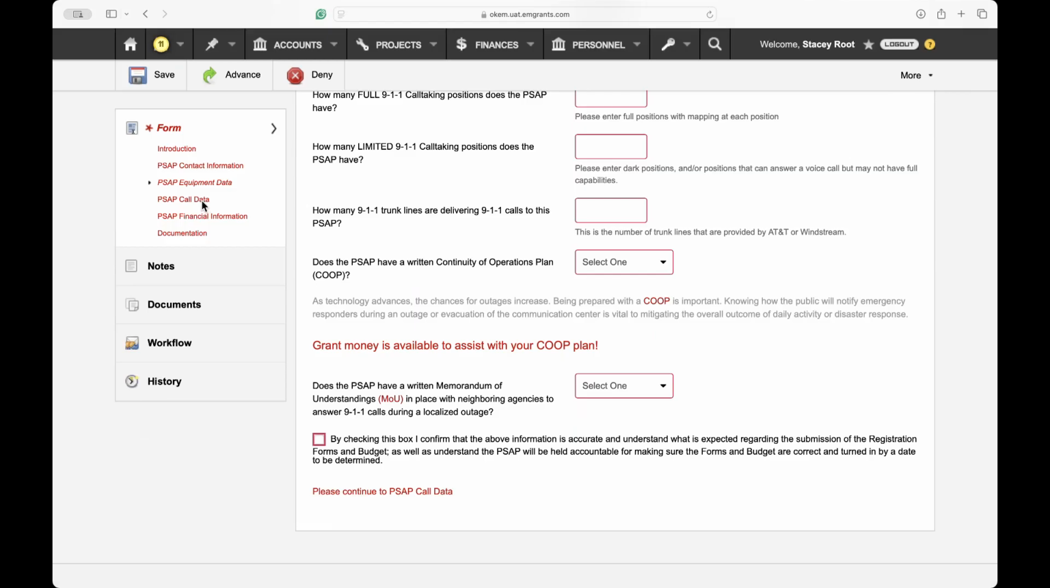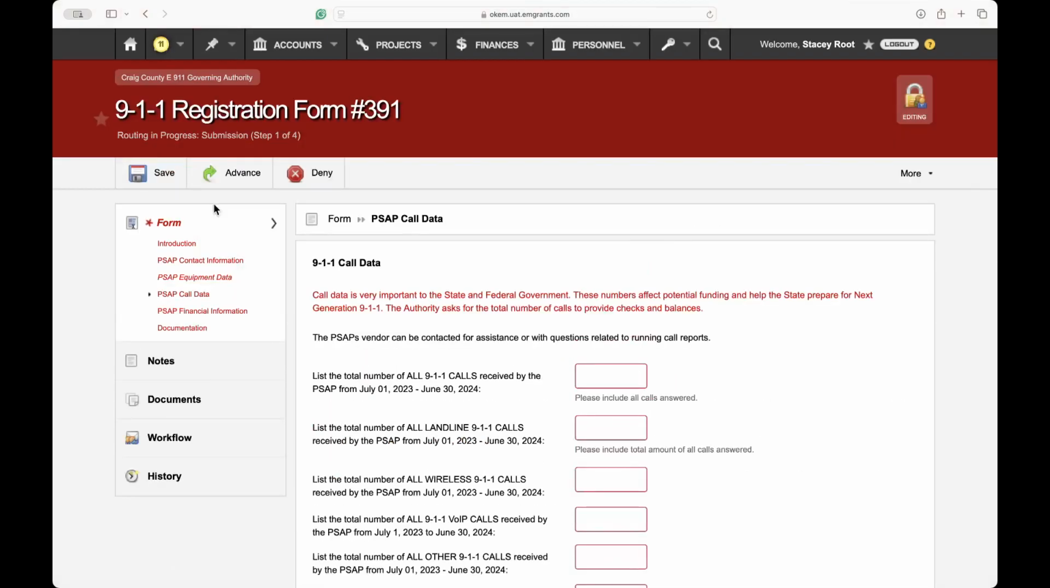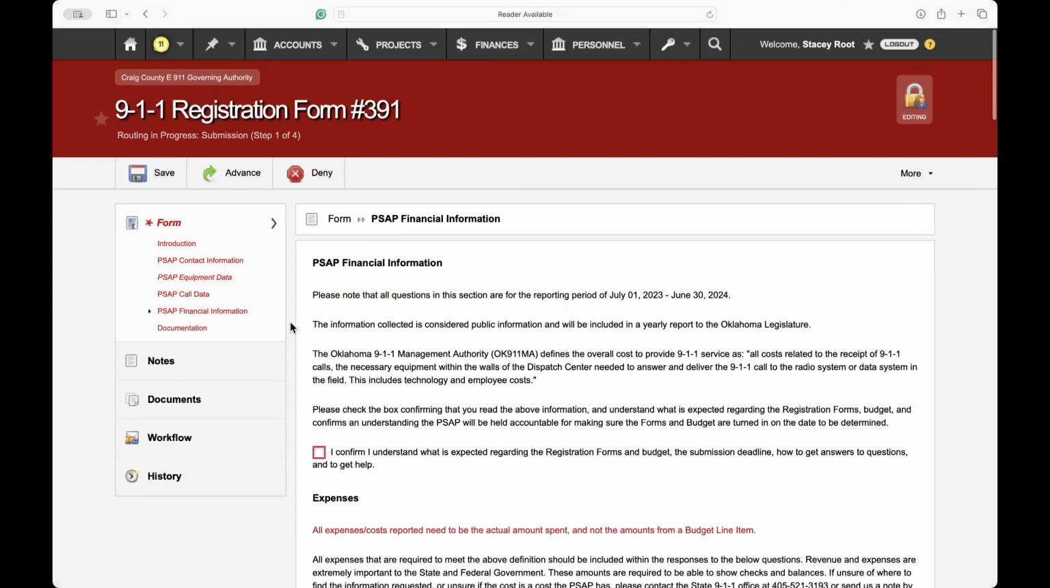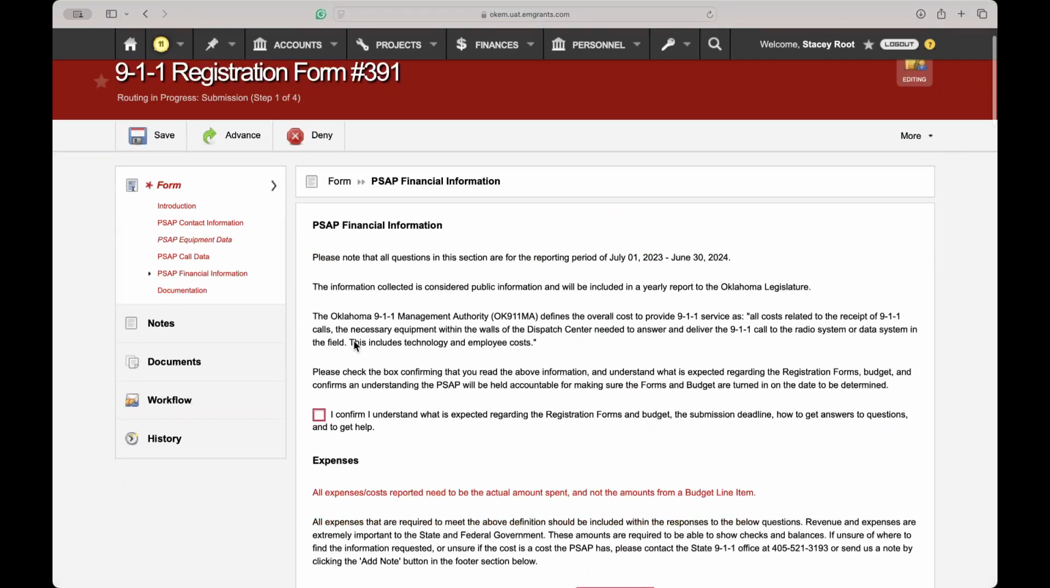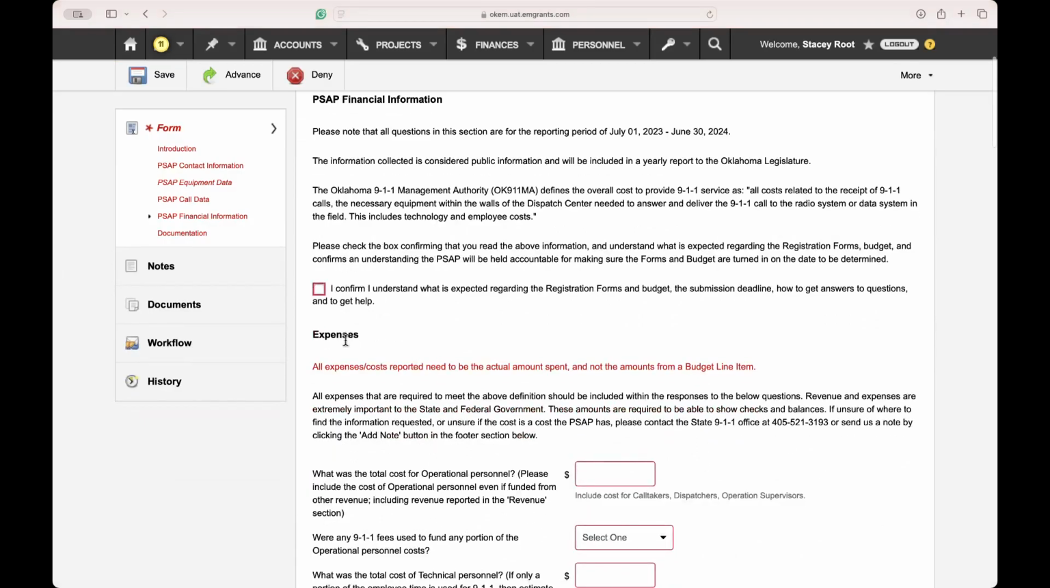Call data is exactly the same as previous years. If you're having trouble getting a call report, you can contact our office and I'll be happy to help you. Everybody's favorite, the financial information. With only a few exceptions, the expenses are exactly the same.